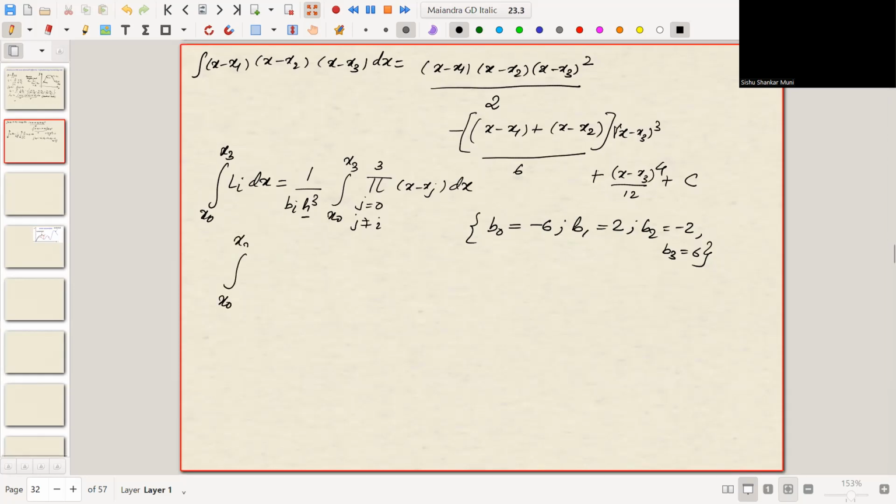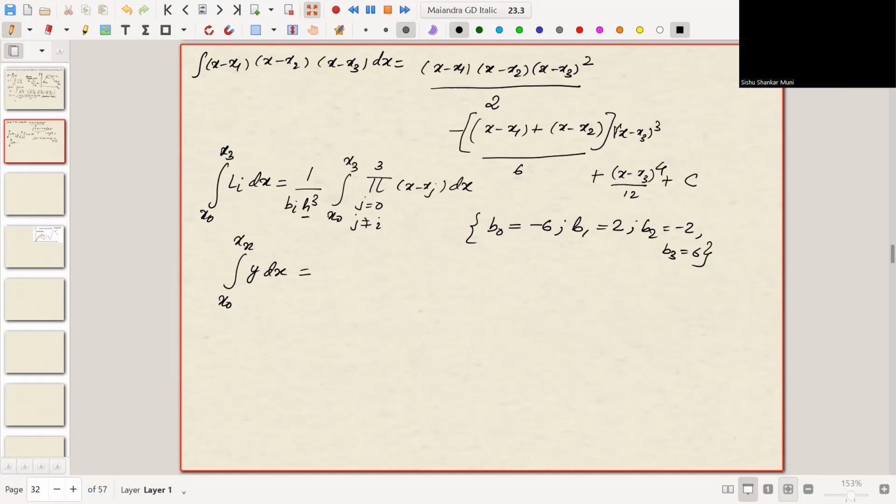So this is the generalized 3/8 rule. This is the important concept, because this is the formula. If I'm writing x0 to xn, this is the composite 3/8 rule.